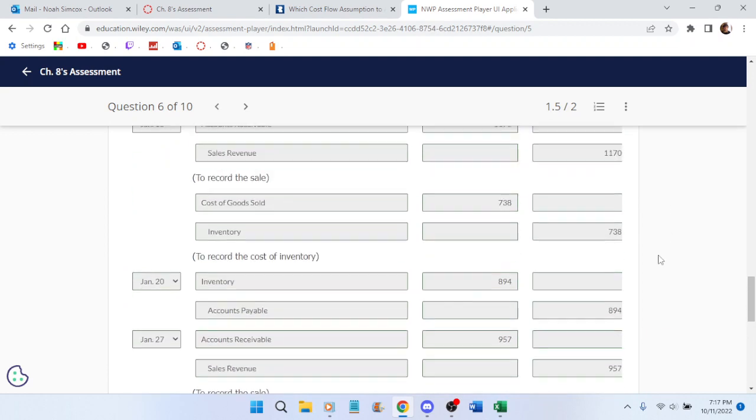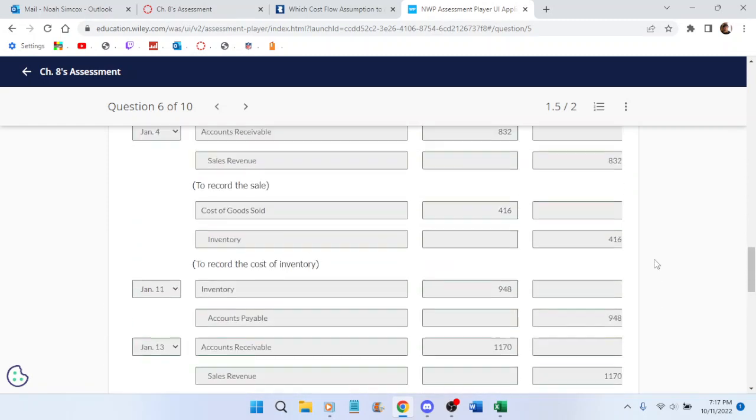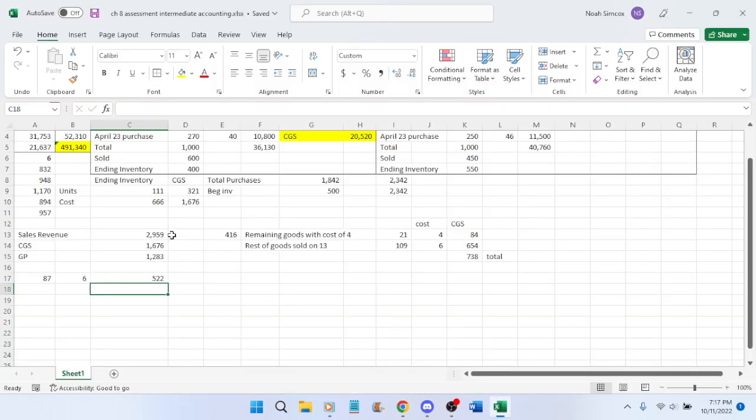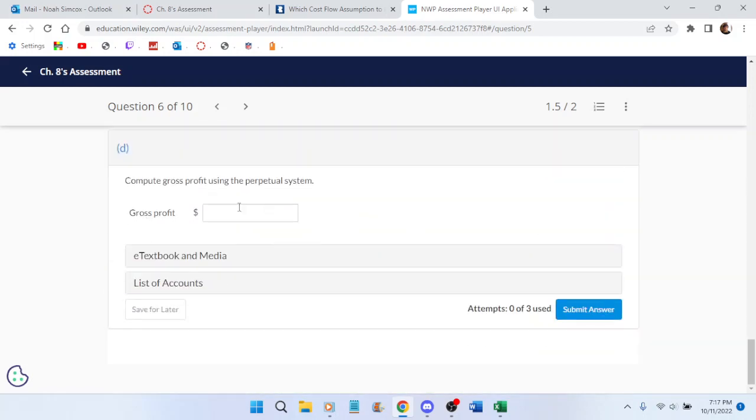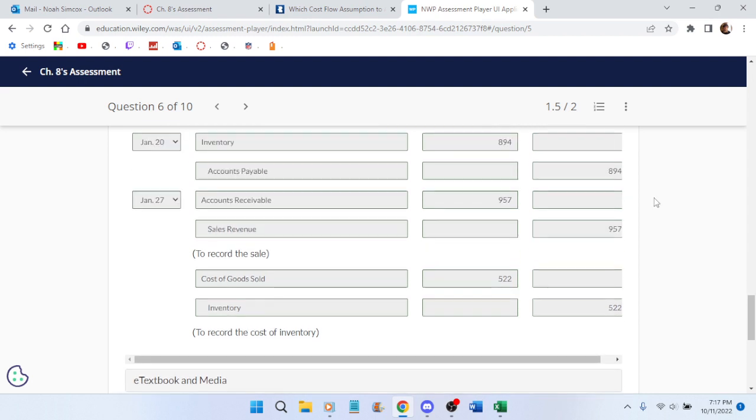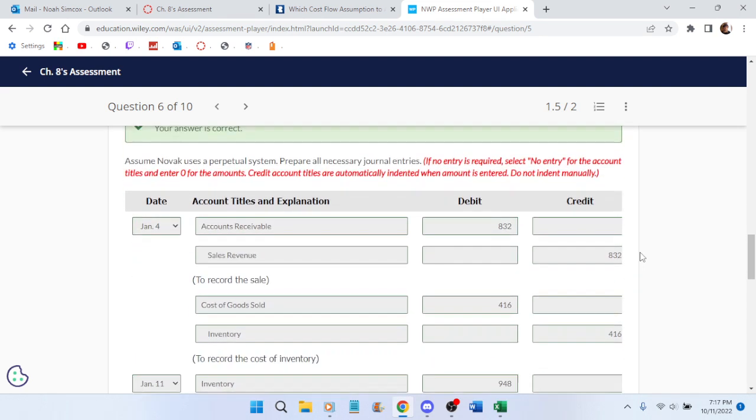But man, that was so long. That took so long to do. Look at all this stuff. I'm not even done with the question yet. There's one thing. Compute gross profit. Do I have to add all these costs of goods sold to get my total cost of goods sold? Yes.